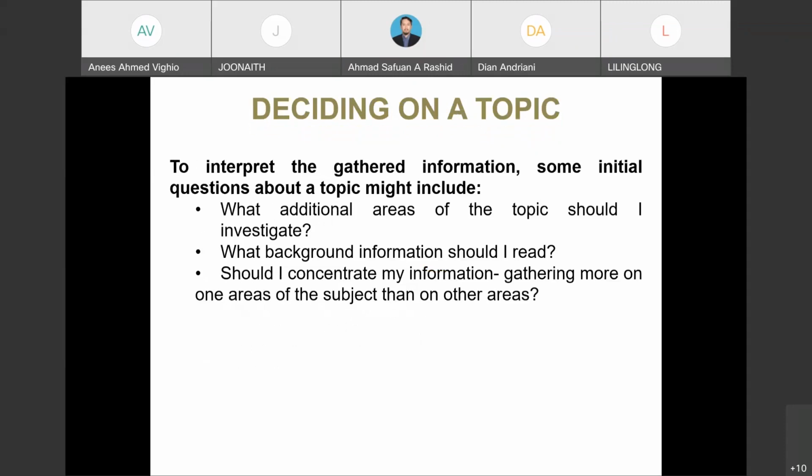Deciding on the topic. To interpret the gathered information, some initial questions about the topic might include: what additional area of the topic should I investigate? What background information should I read? Should I concentrate my information gathering more on one area of the subject than on other areas? As we have discussed previously, first the topic should be precise. The topic should reflect the whole study. Sometimes the topic should cover the methods or the material that we use, and the topic should be within limits; for the UTM case, it should be less than 15 words.